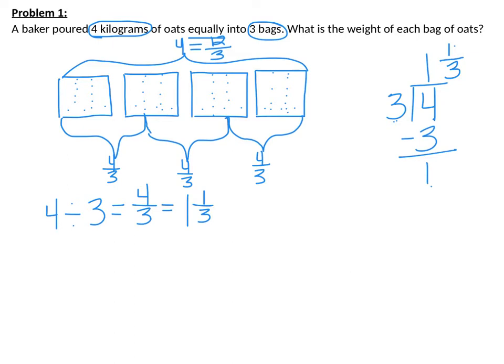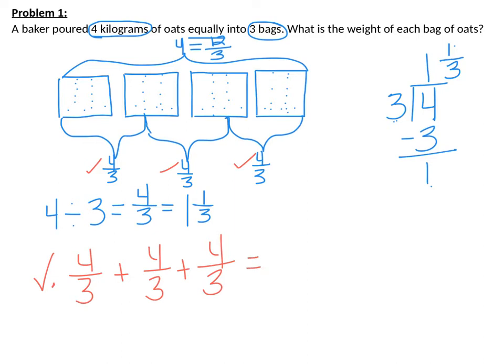So I can check this just like we used to do with long division. I can take 4 thirds plus another 4 thirds plus another 4 thirds. And when I add them together, because I got it from there, there, and there, when I add them together, I should get 4 kilograms.